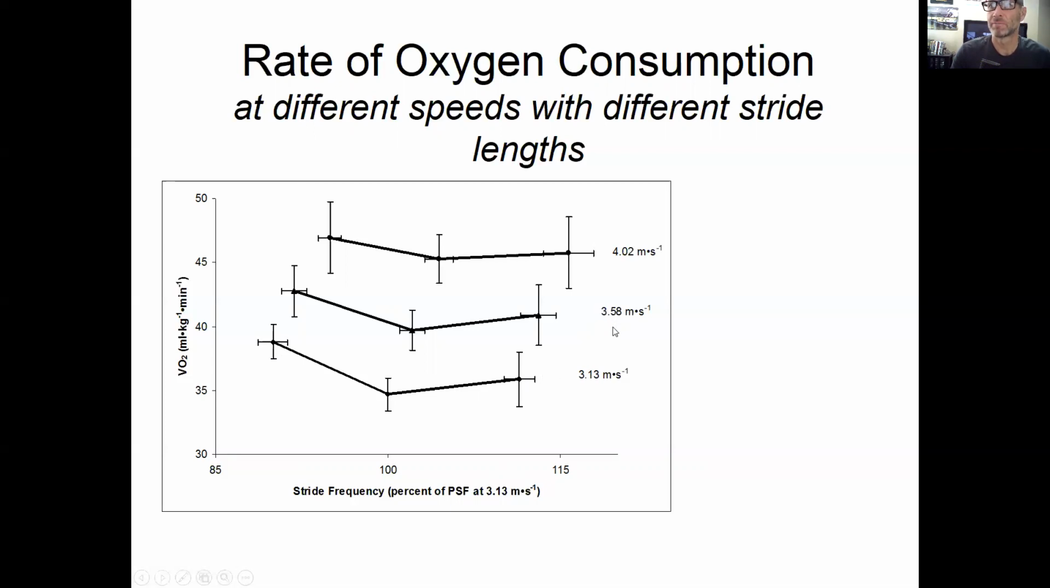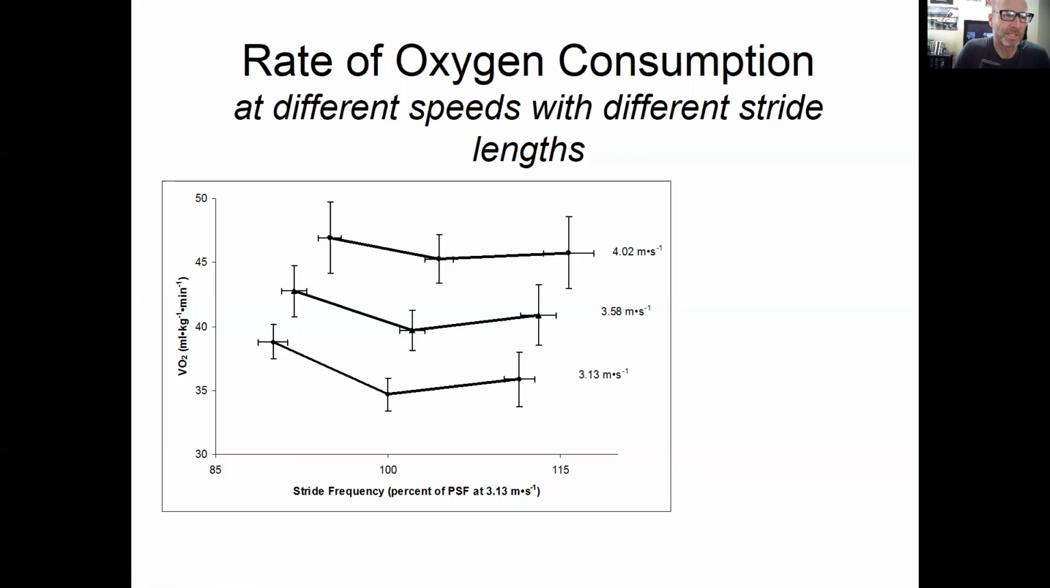So now we did it again, but we had them run 3.58, so we had them run faster. And there's that shape of that curve, almost that U shape, but look, it's a little flatter than this graph right here. And then we did it again at 4, so even faster, and this graph is pretty flat. So thinking back, what we should have done is also measured VCO2. And we'll talk about this in a little bit. But this is only VO2.